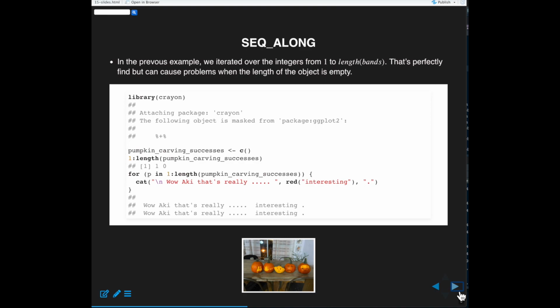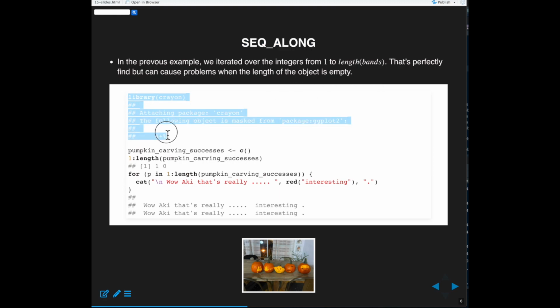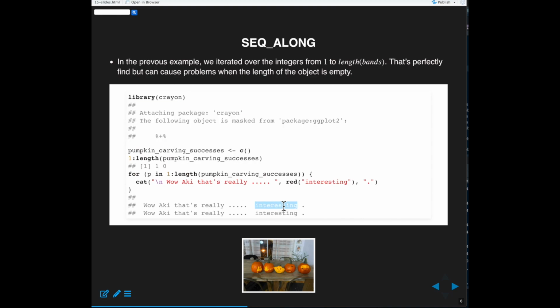The way I had done this from 1 to length in the previous example, I set the range of B to be 1 to the length of bands. And that can be a little bit dangerous. It's better to use this function called seq_along, and it's a little bit safer. You can ignore this; it doesn't actually work in my slides, but it should work in your session.